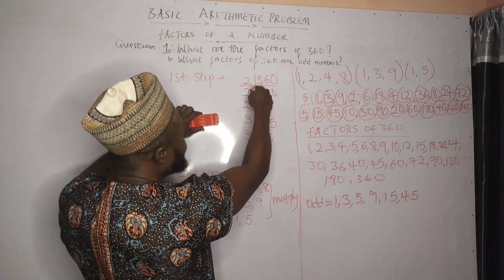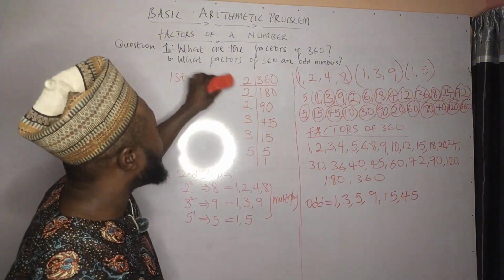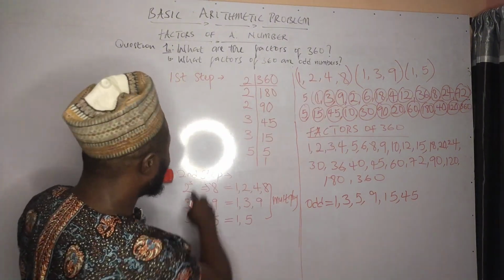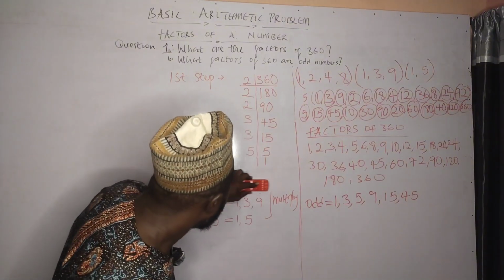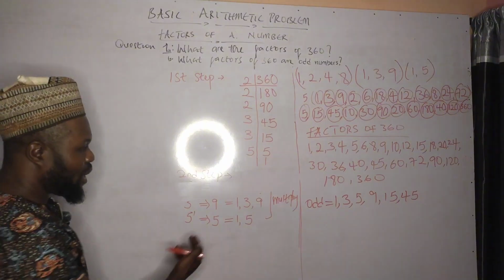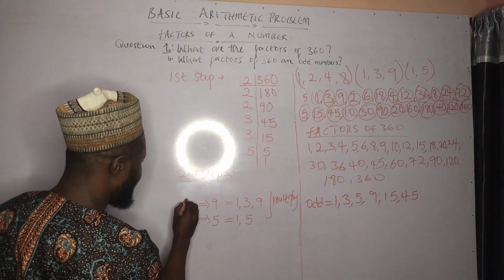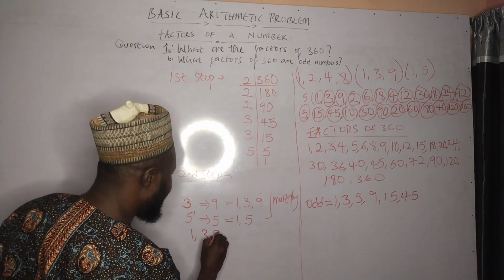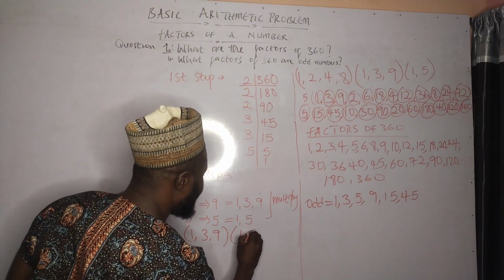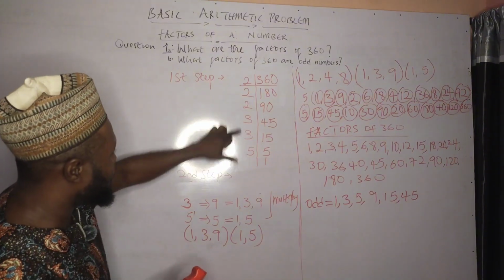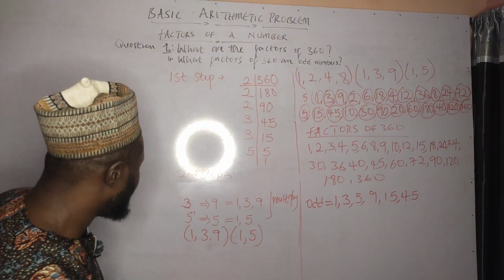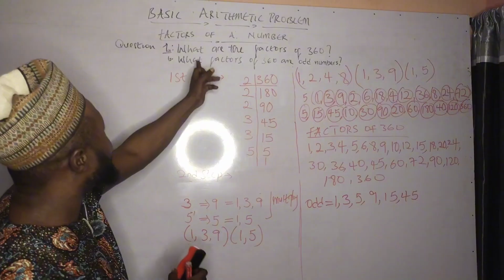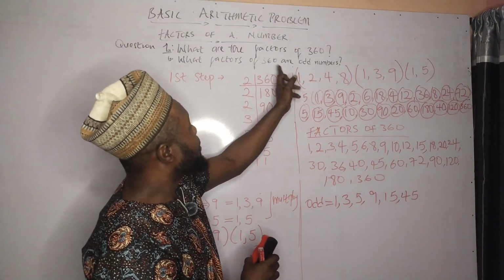Since all these 2, 2, 2 are not odd numbers, and the question says we should find the factors of 360 that are odd numbers, that means we are not interested in the 2. So you are only going to multiply this one by this one. So that means 1, 3, and 9, and 5. Because 3 is an odd number, 5 is an odd number. So we ignore the 2, the even number. We ignore it because the question says we should find the factors of 360 that are odd numbers.